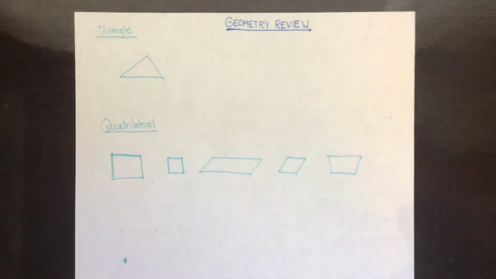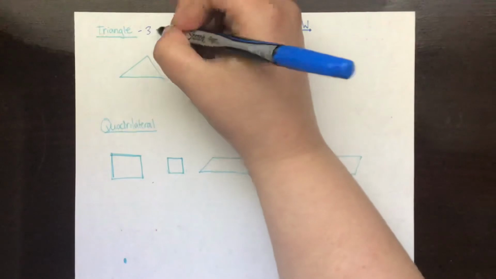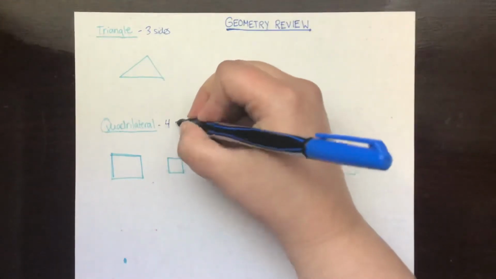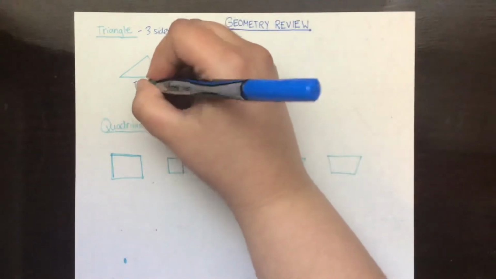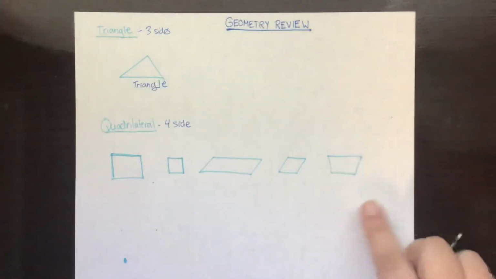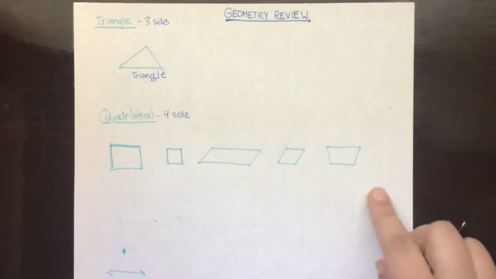So first of all, we have different types of polygons, which basically just mean shapes with straight lines. We have triangles, which mean 3 sides. And we have quadrilaterals, which mean 4 sides. At the moment, we just have one type of triangle. We just call it a triangle. But we have many different types of quadrilaterals or 4-sided shapes. So we are going to name those shapes.